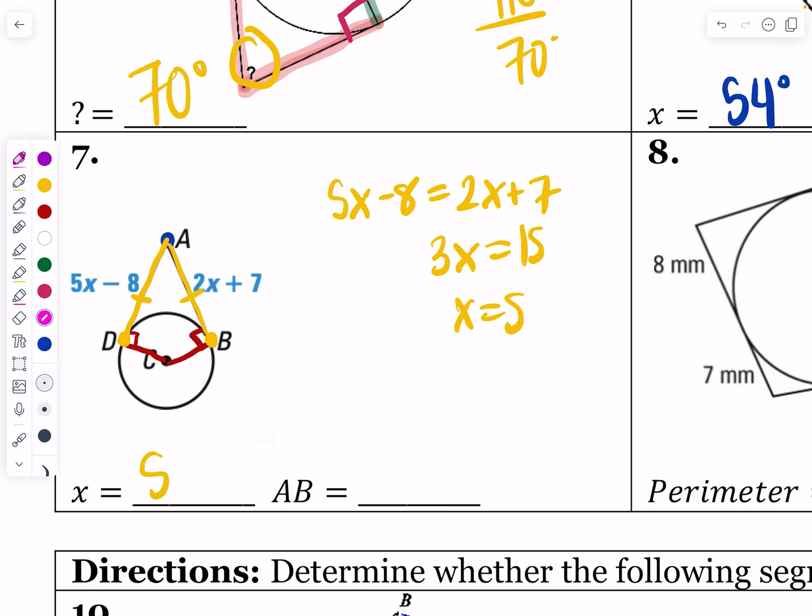Then they want to know what is A to B. So you want to go back and actually plug that in. That's going to be 2 times 5 plus 7. That's going to be 17. If you want to make sure you did it right, check yourself before you wreck yourself. Plug in a 5 on this side as well. 5 times 5 is 25 minus 8 is also 17. So you'd know that you did it right.